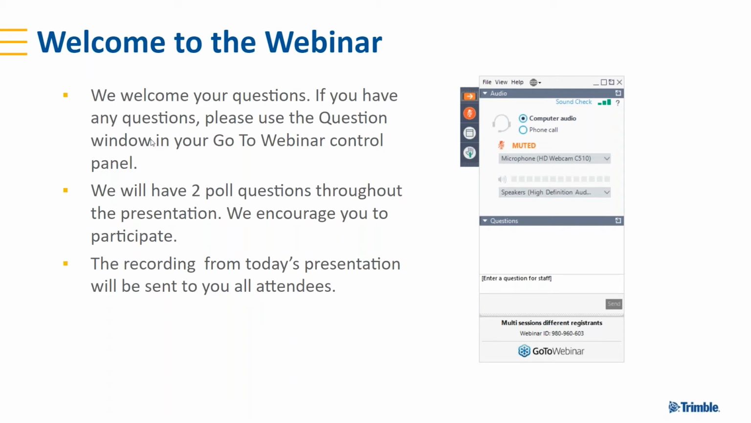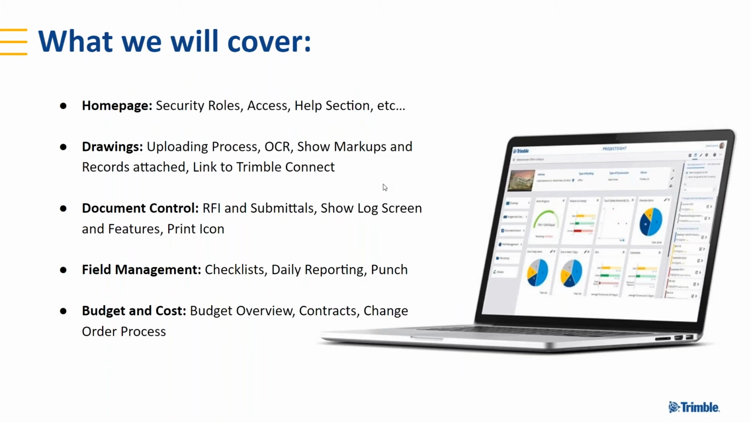So here's a high level of what we're going to be covering today. Jane's going to go through some of the navigational features and outline of the ProjectSight platform, touching on the home page. Then we're going to jump into drawings, then document control and field management, before wrapping up with budget and cost. We're going to cover a lot today at a pretty high level, but hopefully there'll be a lot of good information for you. Hopefully you can ask some questions. And with that, Jane, I'll kick it over to you to get us started.